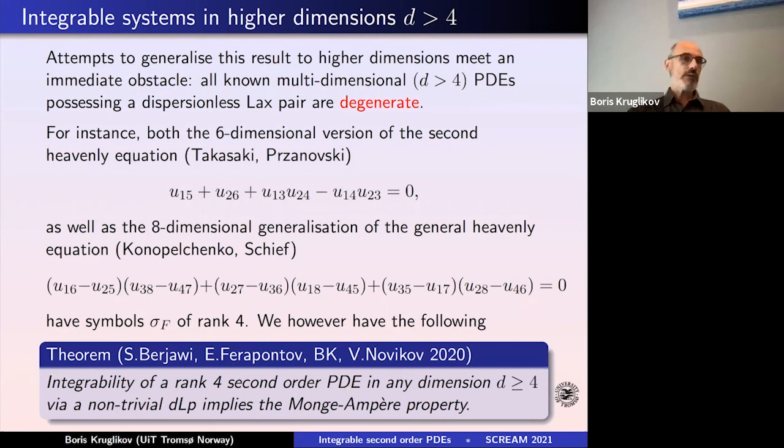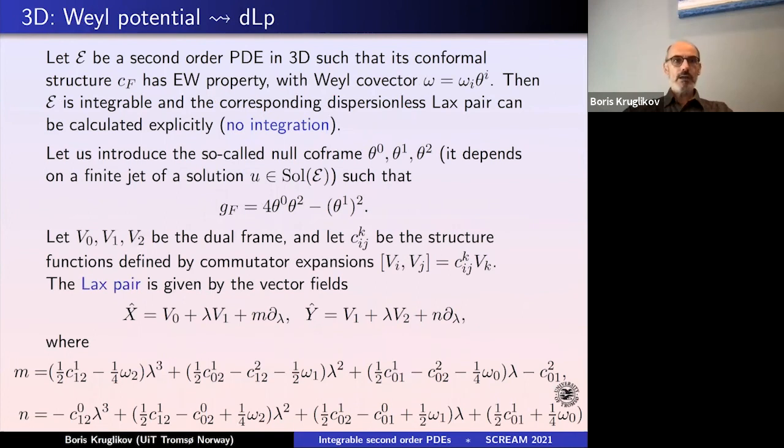So that's what concerns dimension 4, which is well understood, and higher dimensions, which are a bit better understood now due to this theorem. Dimension 3 is quite different. I have to stop in about a minute, so I'll just say a couple of words. First of all, in dimension 3, the lifting is more complicated. In dimension 4, it's very algebraic. In dimension 3, to lift a two-plane congruence to a dispersionless Lax pair, you need a connection, a so-called Wilczynski connection. But otherwise, it's completely algebraic.